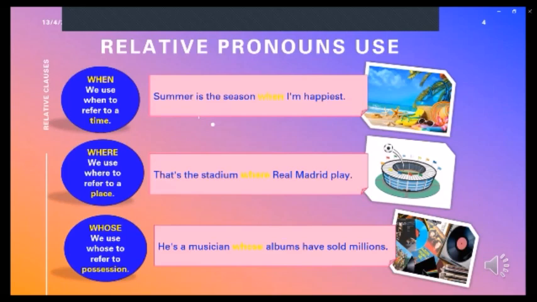Here we have other relative pronouns used. When. We use when to refer to a time. For example, summer is the season when I'm happiest. Where. We use where to refer to a place. For example, that's the stadium where Real Madrid play. Whose. We use whose to refer to possession. For example, he's a musician whose albums have sold millions.